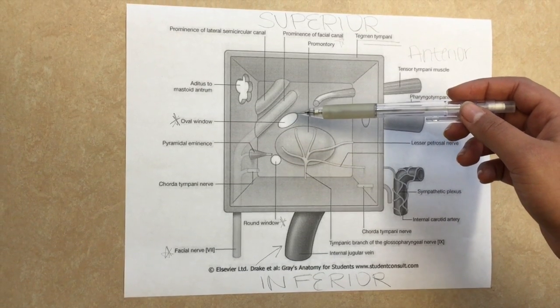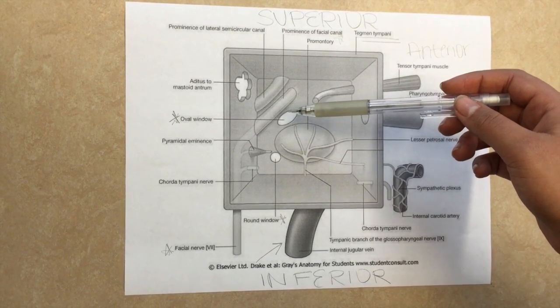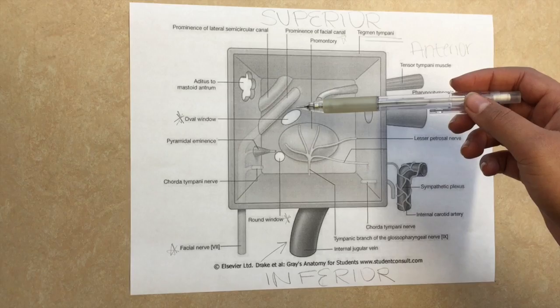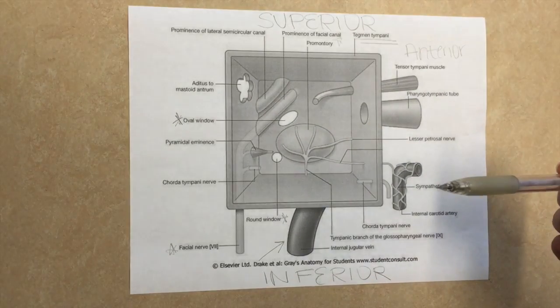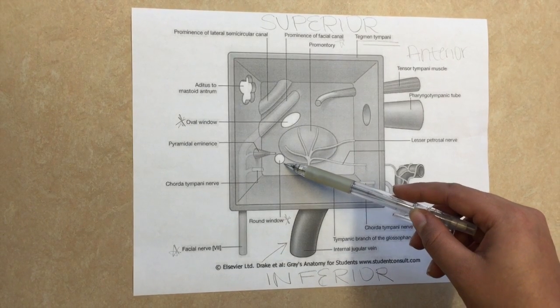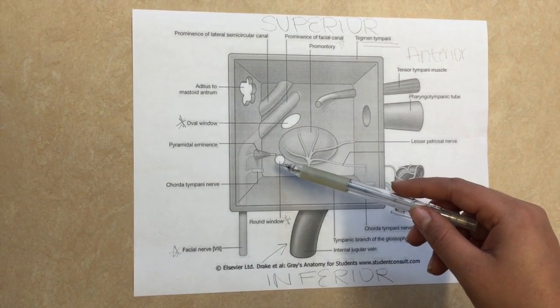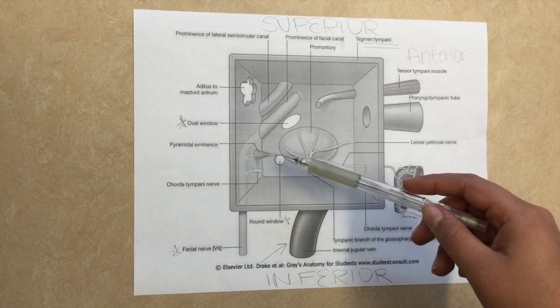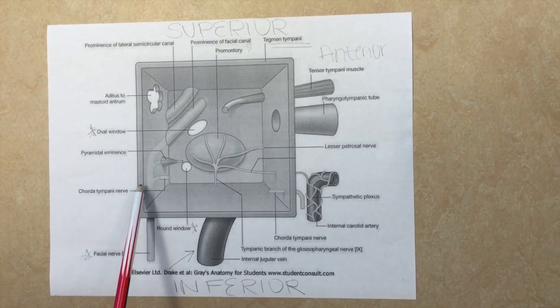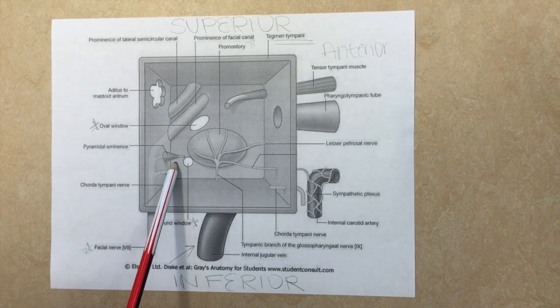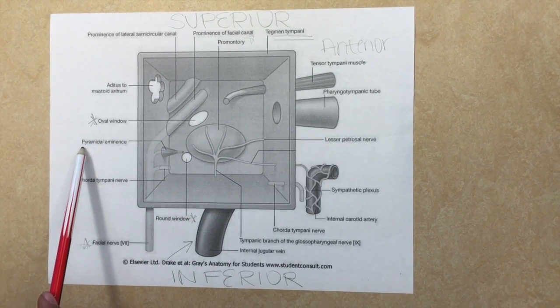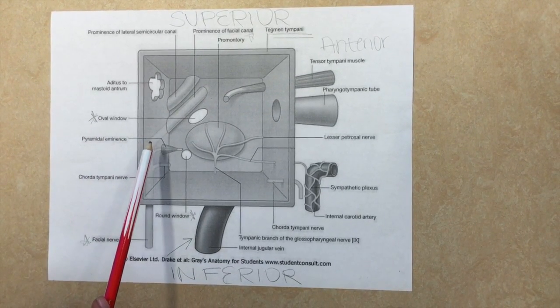The oval window contains the footplate of the stapes. It's a small membrane allowing footplate access to the inner ear fluids and to stimulate motion. The round window is a membrane with access to the basal turn of the scala tympani of the cochlea. On the wall of the middle ear, there's a pyramidal eminence. This is important because the stapedius muscle enters through the pyramidal eminence.